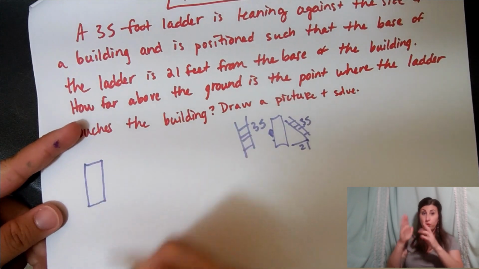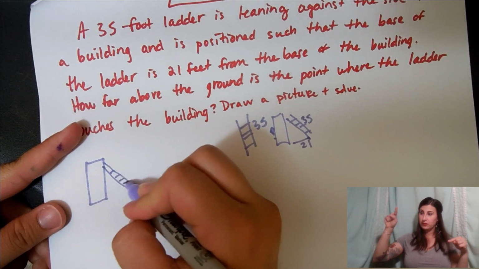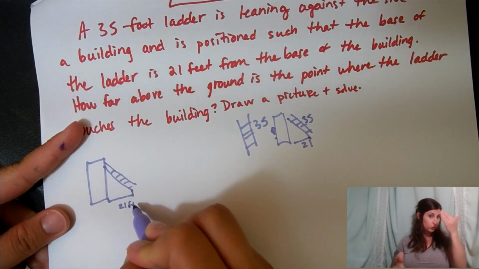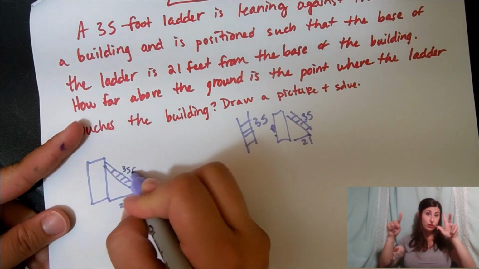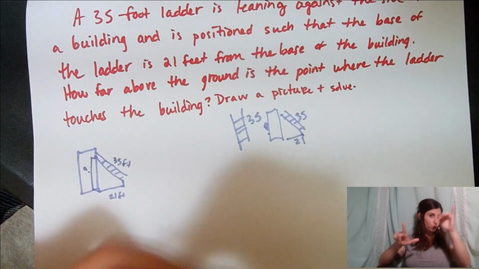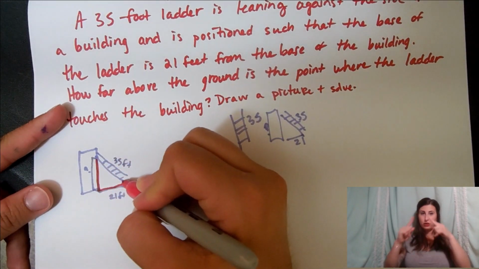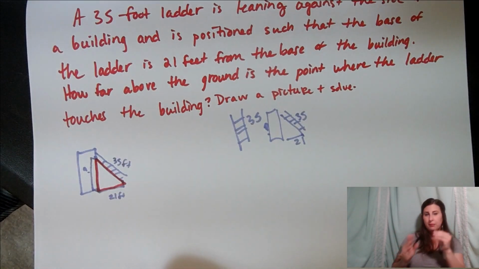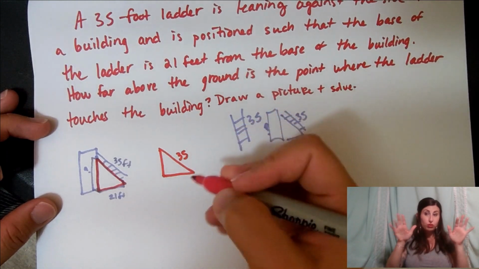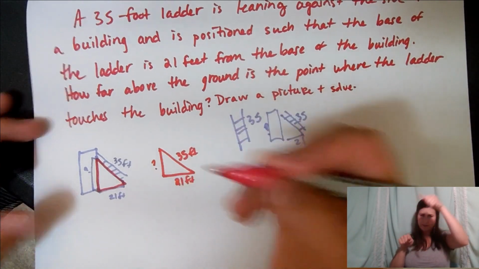All right, so here is the building. Here's my ladder. And from here to here is 21 feet. This is 35 feet, and we do not know the height from here to here. So let me just draw my triangle in a better color so that we can see the triangle that we're looking at. If I take that triangle and put it over here so that I can see it clearly, this is 35 feet, this is 21 feet, and I don't know what that one is.